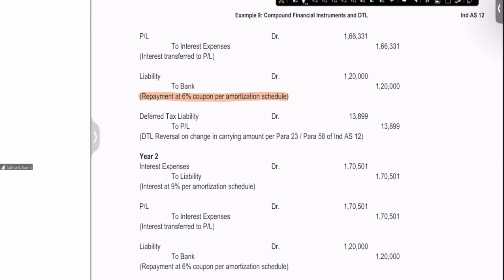That's it. So till now, are these entries clear? Yes or no? Tell me. Yes.